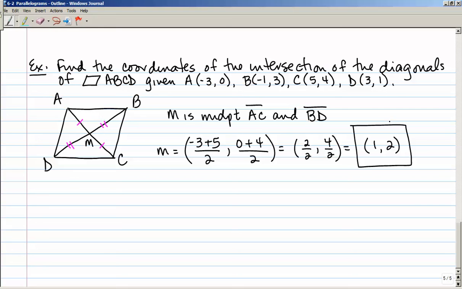And actually, if you have this formula in your calculator, or the midpoint program in your calculator, I would strongly recommend you do that, because in future sections we're going to be doing a lot with midpoint, slope, and distance. So the coordinates of the intersection of the diagonals are 1 comma 2.